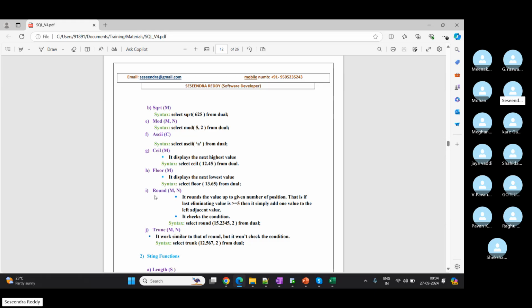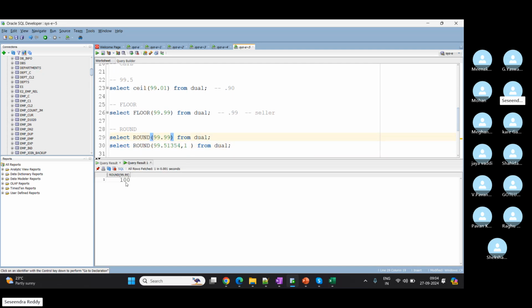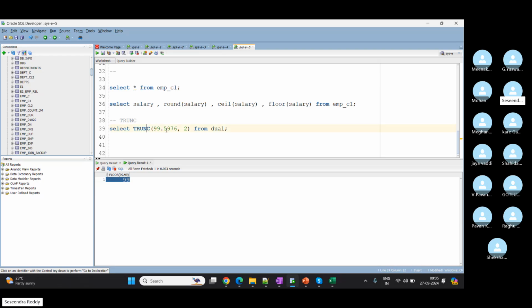No, so floor always round figures to the lowest value, right? So you see, here the bill amount is 99.99 rupees, 99 paisa, but still it is round figuring to 99 only. In the same scenario, if we use round, it is round figuring to the highest, 100 rupees, because this value is near to the highest value, right? But floor is not checking whether it is near to the highest or near to the lowest. And by default trunc also round figures to 99, the lowest value. So trunc also is not checking the condition.